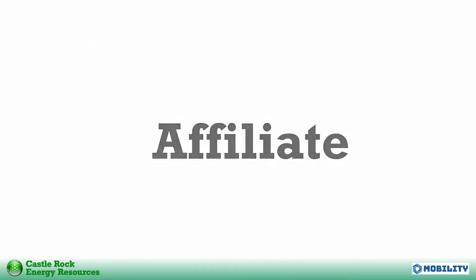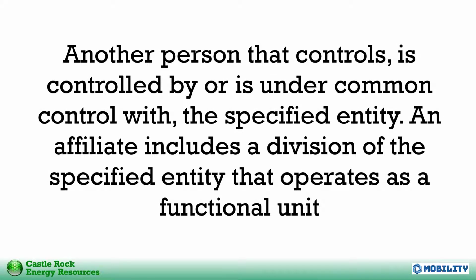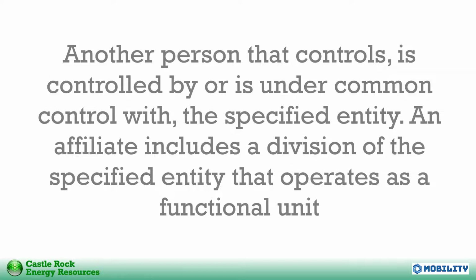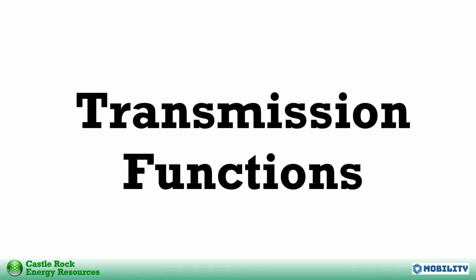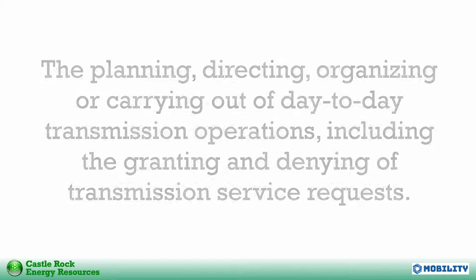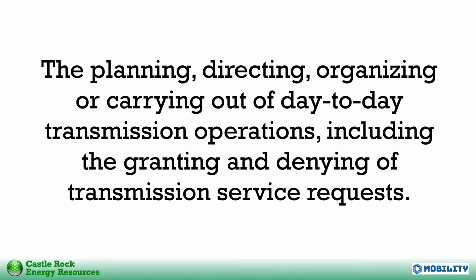Affiliate. An affiliate is another person that controls, is controlled by, or is under common control with the specified entity. An affiliate includes a division of the specified entity that operates as a functional unit. Transmission functions. Transmission functions are the planning, directing, organizing, or carrying out of day-to-day transmission operations, including the granting and denying of transmission service requests.